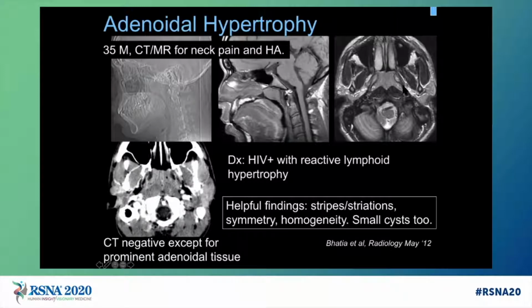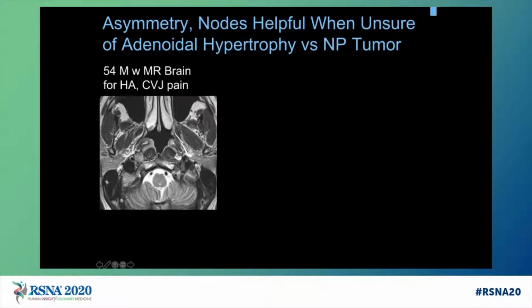And on the axial T2, the lymphoid tissue is homogeneous. Again, it has this rather striated appearance and these small internal cysts. And these findings of stripes and striations, symmetry, homogeneity, and small cysts are consistent with adenoidal hypertrophy. Now, sometimes it can be a little hard to decide whether you're dealing with adenoidal hypertrophy or a nasopharyngeal tumor, and asymmetry and nodes can be really helpful.